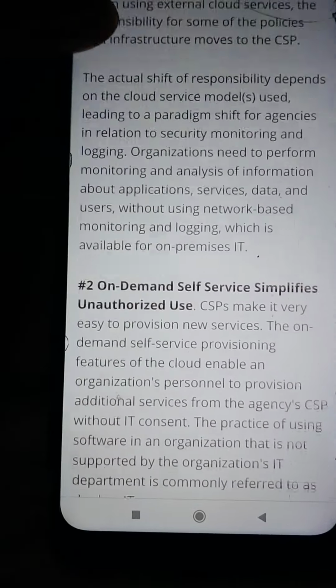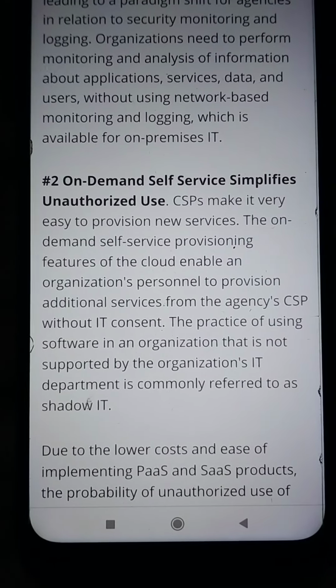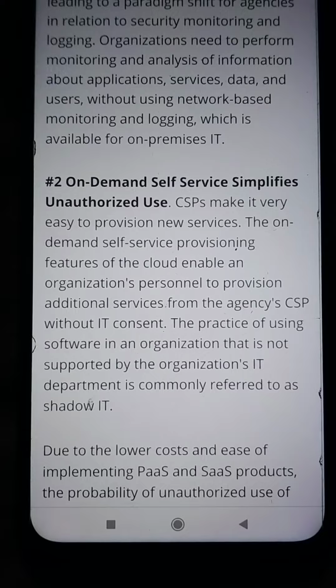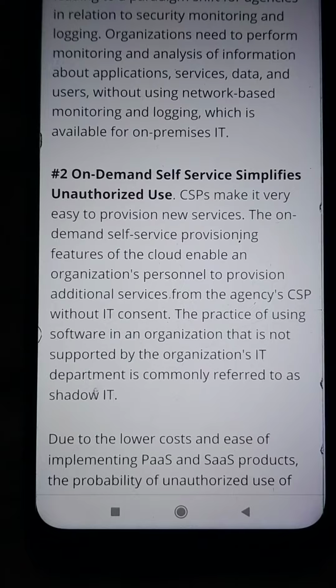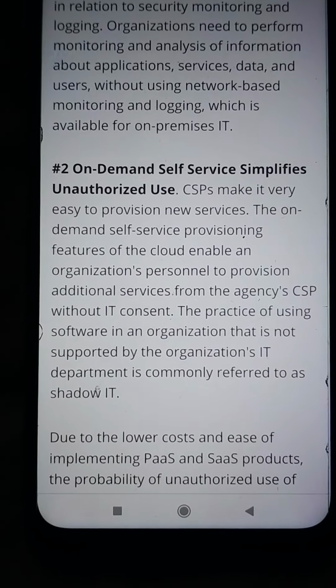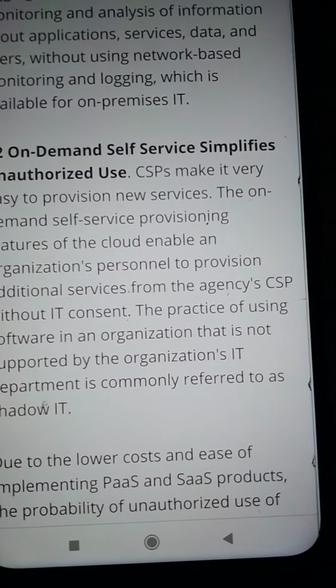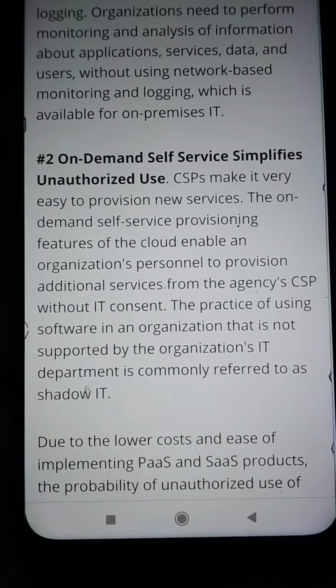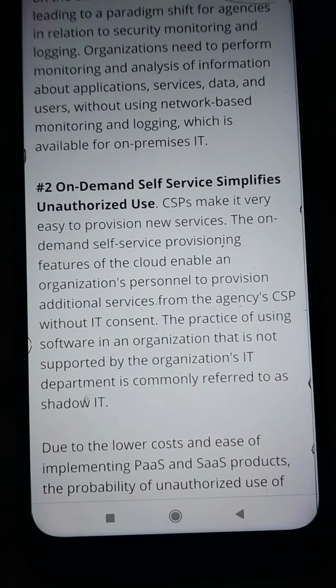Number two, on-demand self-service simplifies unauthorized use. CSPs make it very easy to provision new services. The on-demand self-service provisioning feature of the cloud enables an organization's personnel to provision additional services from the agency's CSP without IT's consent. The practice of using software in an organization that is not supported by the organization's IT department is commonly referred to as shadow IT.